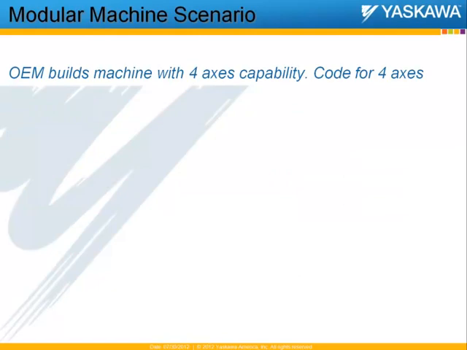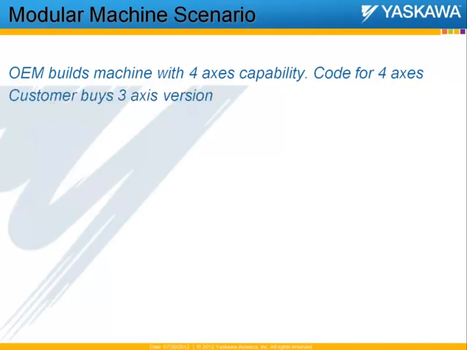Let's go through a simple scenario which we can use to test all these steps and to see how they can be used in a flowing manner, to ensure that all this switching of axes, adding axes or removing axes goes through in a smooth fashion. So let's say, for example, an OEM builds a machine with 4 axes, and the programmer puts in all the code that's required for 4 axes.